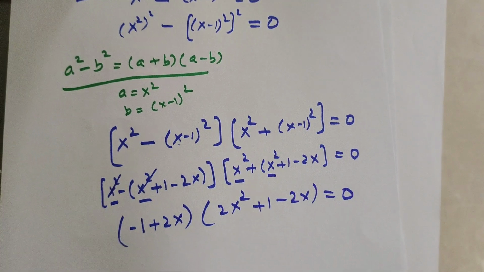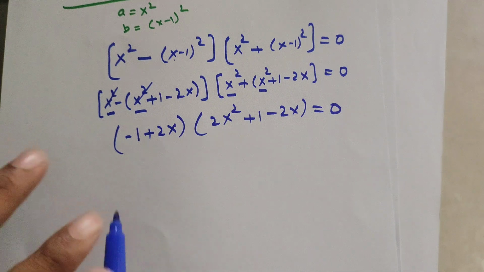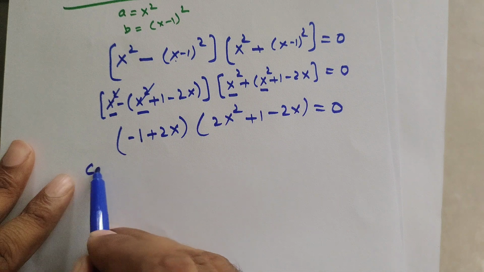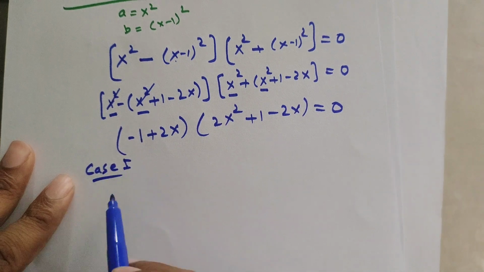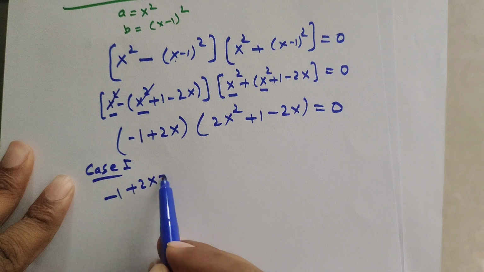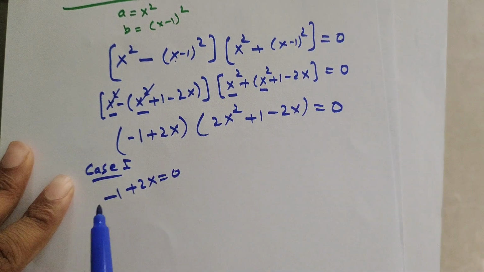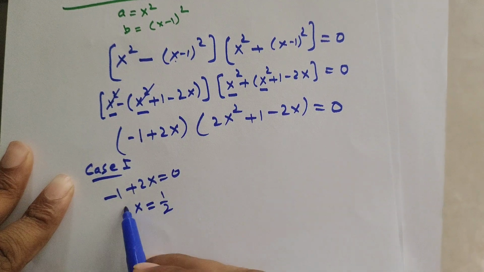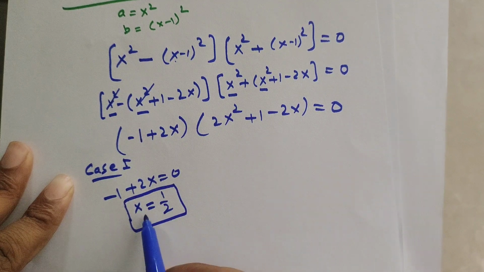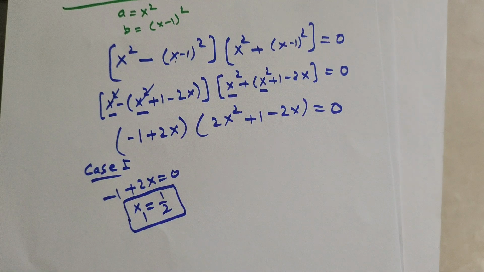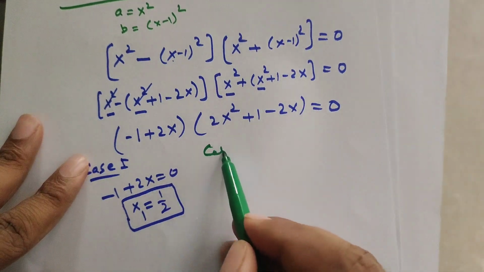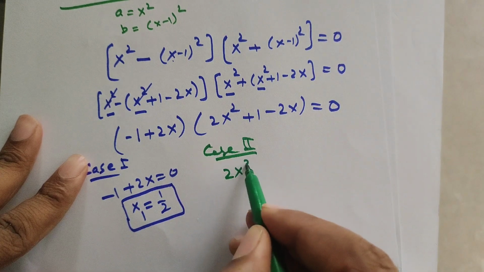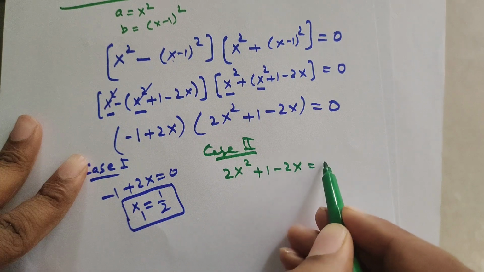Now we have two interesting factors. Let's deal with case number 1: minus 1 plus 2x is equal to 0. From here we can calculate x is equal to 1 over 2. This is the very simple value of x1. Now we will move towards case number 2. The second case is simply 2x square plus 1 minus 2x is equal to 0.